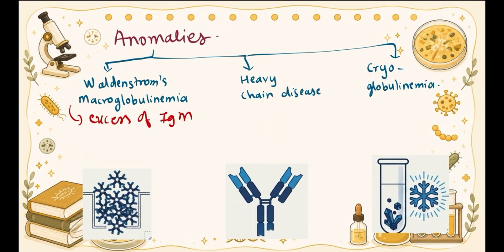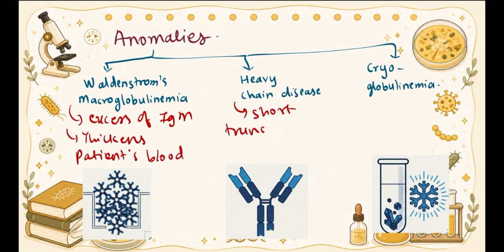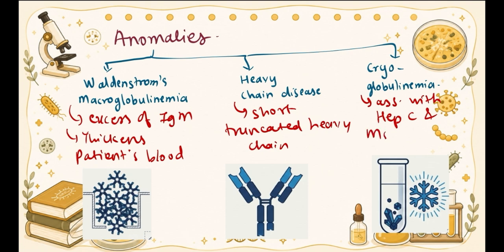When plasma cells mutate, they inevitably produce abnormal immunoglobulins, and this leads to some very distinct, identifiable pathologies. Let's look closely at 3 primary examples. The first is Waldenstrom's macroglobulinemia. This is diagnostically hallmarked by an excessive pathological overproduction of those massive IgM pentamers we just discussed, which severely thickens the patient's blood. The second is heavy chain disease, which is characterized by the production of short, abnormally truncated heavy chains that completely fail to form a working antibody.